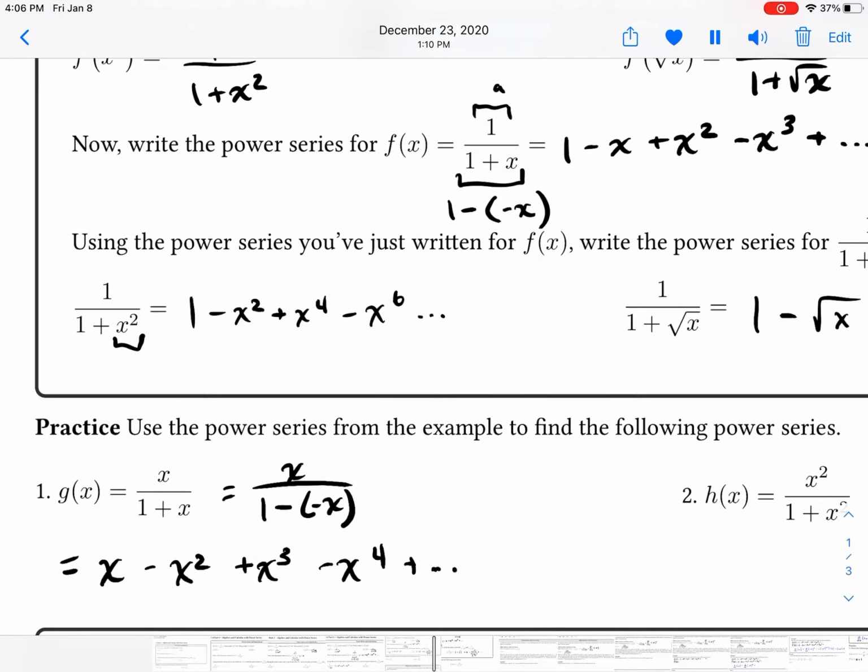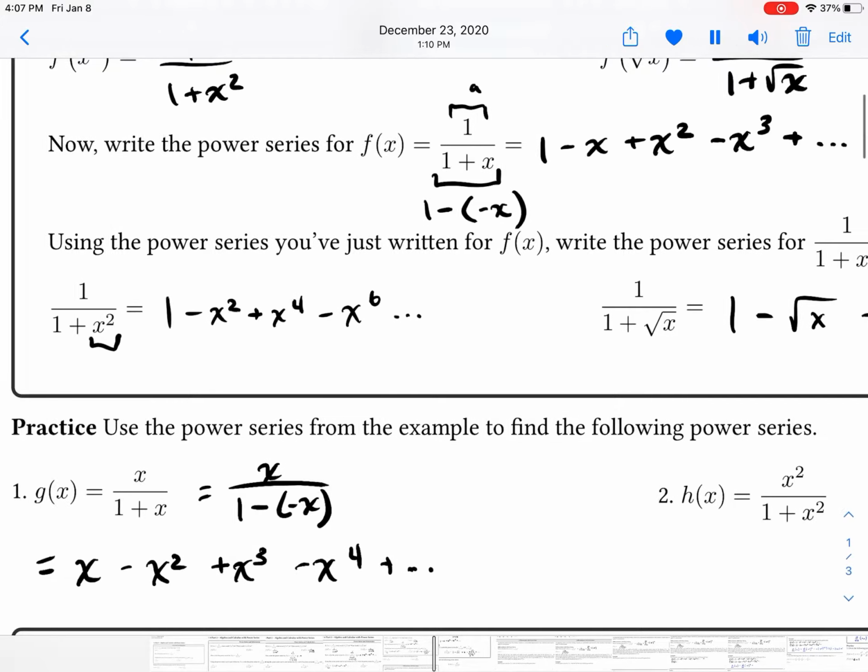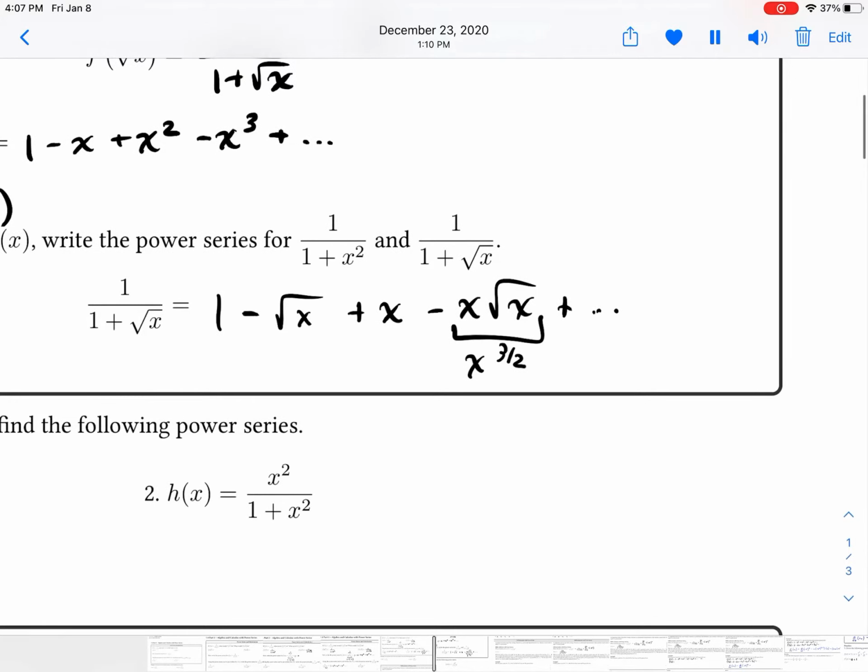Okay, go ahead and try h of x on your own. So if you had an opportunity to try that, hopefully you got that this would be equal to x squared minus x to the 4th plus x to the 6th minus x to the 8th.